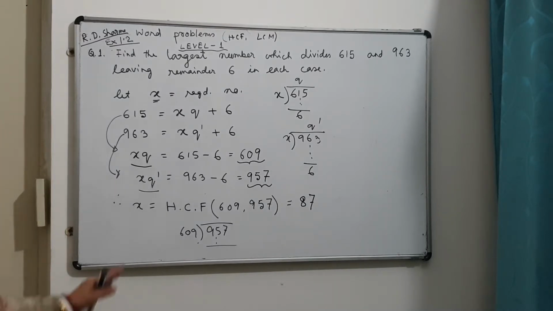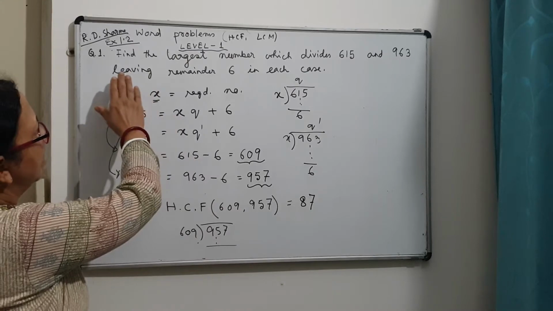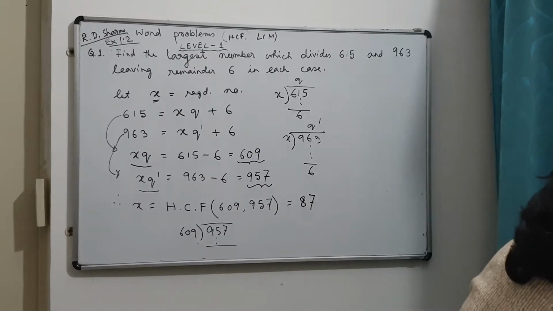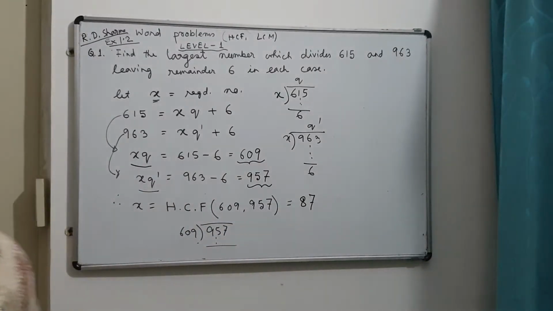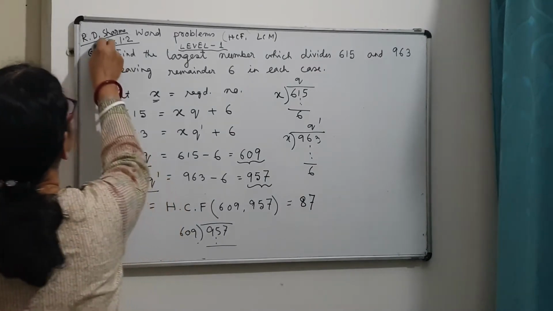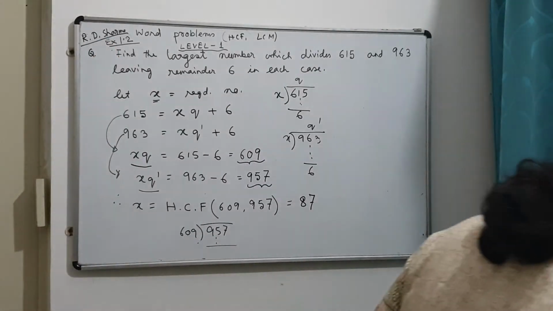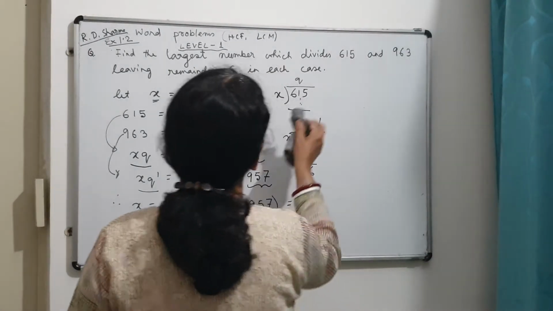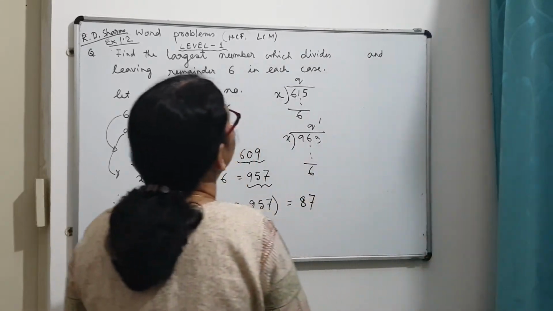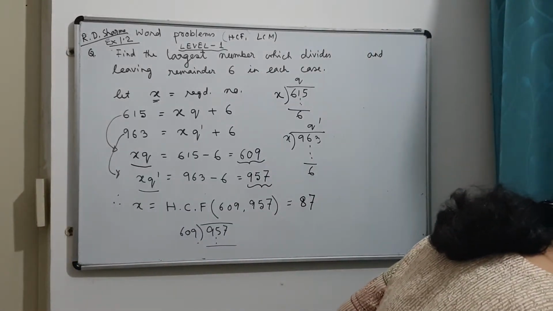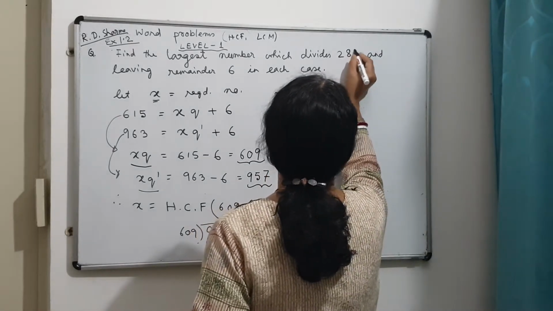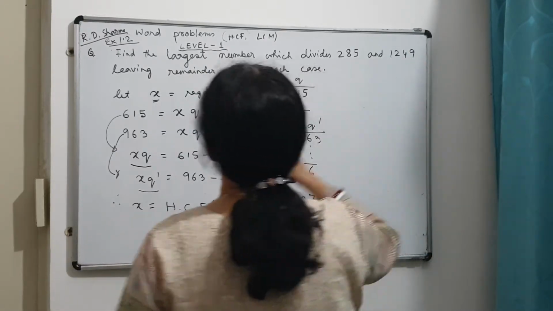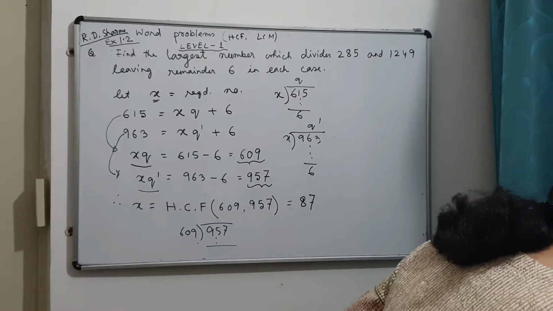The next problem is similar but with a little change. The question is: find the greatest number which divides 285 and 1249, leaving remainder 9 and 7.